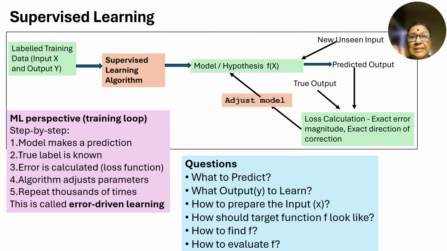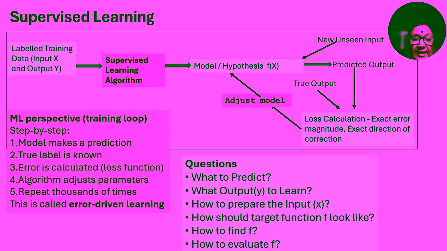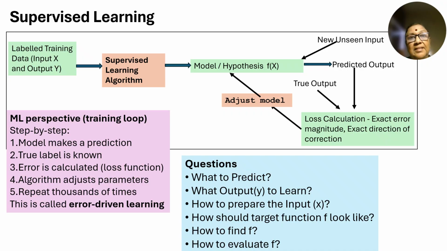So some basic questions persist. What do you want to predict? That is, what is the output you want? How do you give the input, and how do you prepare it? How will you find out what the target function looks like, how to find that target function, and how we evaluate that? So these are some of the questions that exist when we talk about supervised learning.